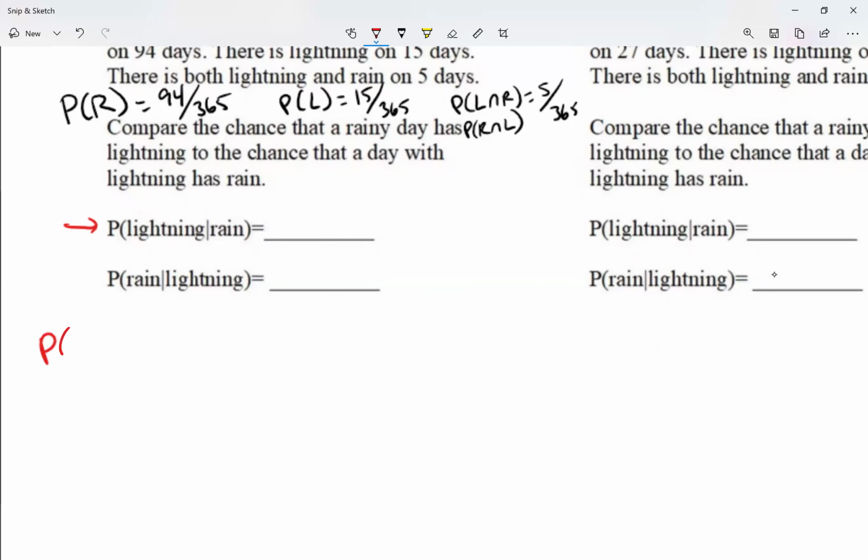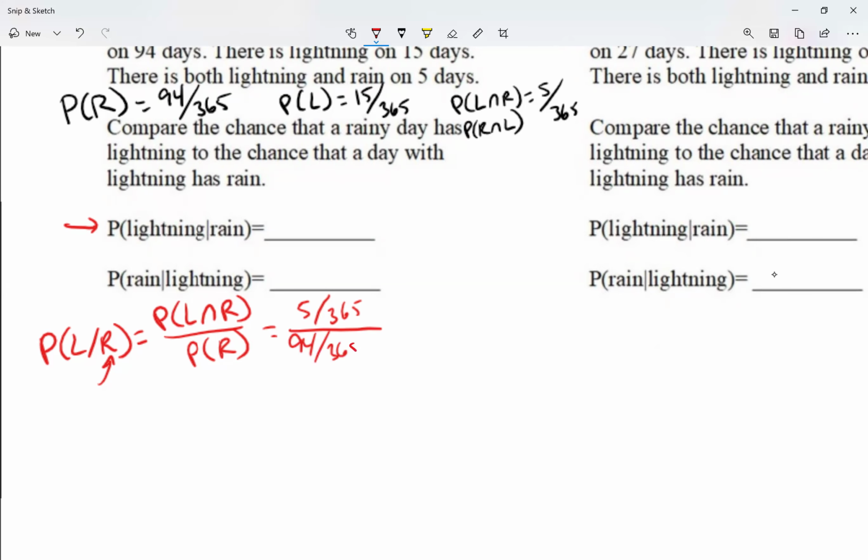So probability of lightning, given that it rained, is probability of lightning and rain divided by probability of rain. How do I know rain is at the bottom? Because that's my second letter, right? Okay, what's the probability of lightning and rain? It's 5 out of 365 days. I'm not even going to worry about my decimals yet. What's the probability of rain? 94 out of 365.